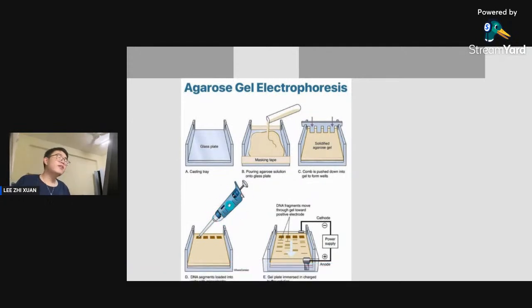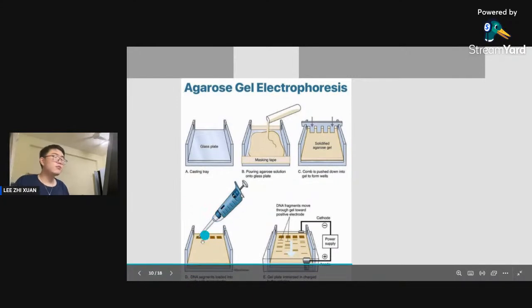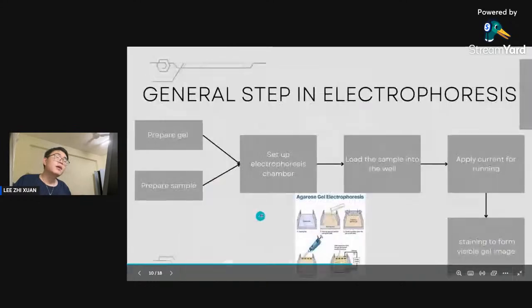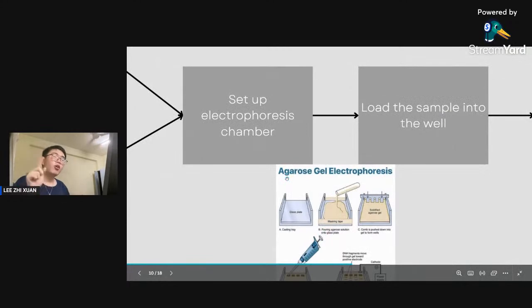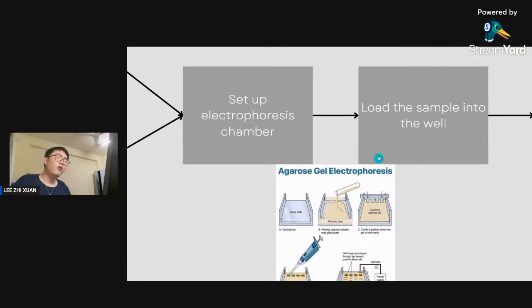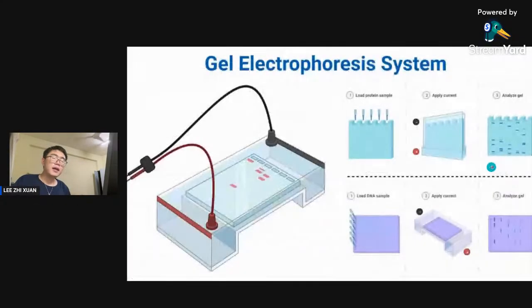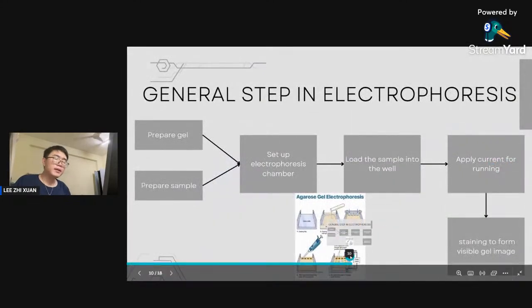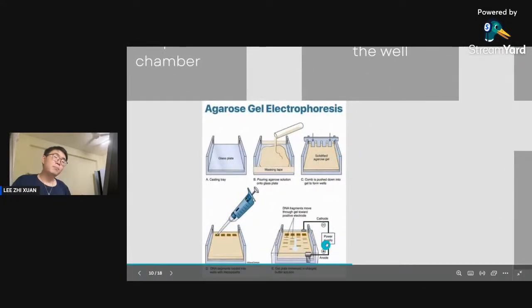You don't need to know it. You just need to know that this is one of the devices. Okay, you pipette your sample into the well. What we call a well, not a hole. We do not call it a hole, we call it a well. It will have a hole like that. Okay, and then you apply the electrical current, and the power supply will start running, and then it will produce an image like this.